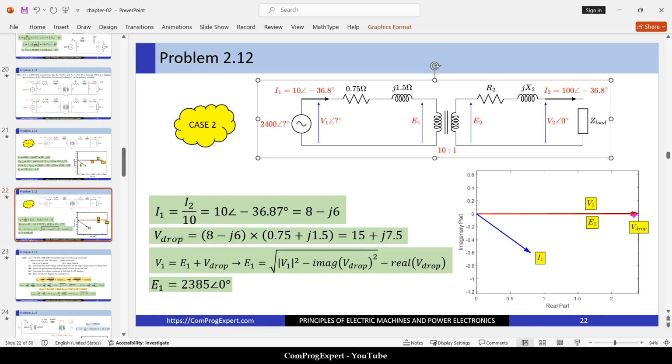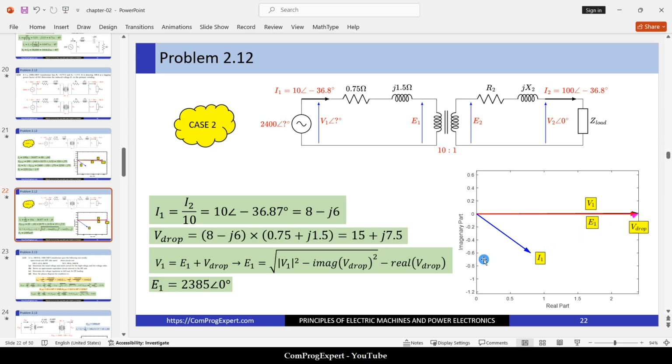Yes. So here I implemented this equation. This is the value of the current in the primary, that is equal to I2 divided by 10. This is the value of the voltage drop, and we know that the amplitude of the E1 is equal to this expression. If you replace the numbers, finally we will have this amplitude for E1. Here you can see this phasor diagram. So, as you can see, the amount of the voltage drop is very low.